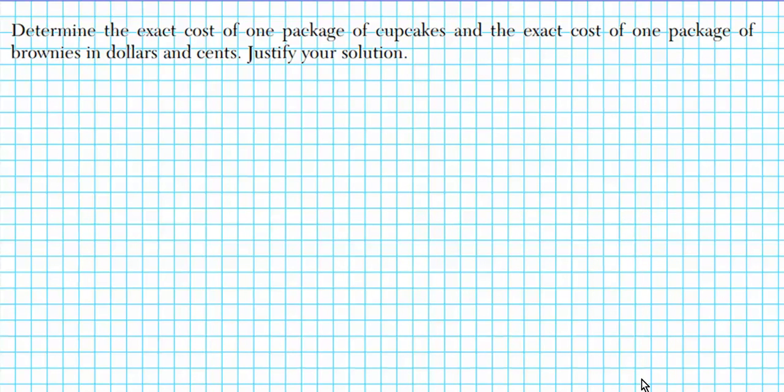All right, let's take a look at the last question. It says, determine the exact cost of one package of cupcakes and the exact cost of one package of brownies in dollars and cents.